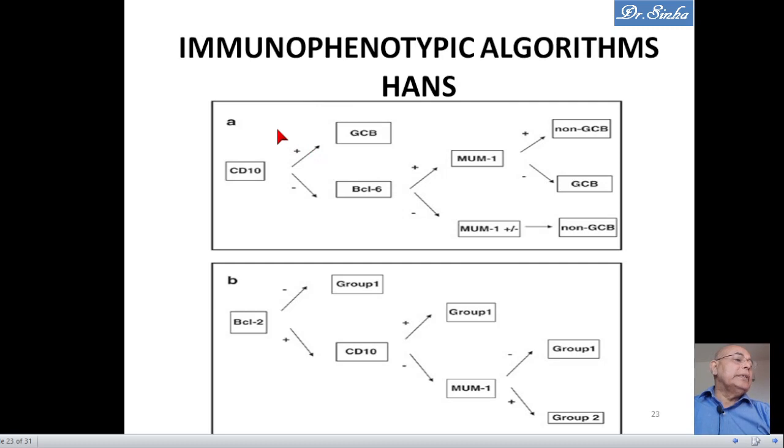Immunophenotypic algorithms, the Hans or Tally, are used to predict the cell of origin in cases of diffuse large B cell lymphoma, like whether the cell of origin is germinal center B cell or activated B cell. Each is approximately 80% concordant with gene expression profiling results.